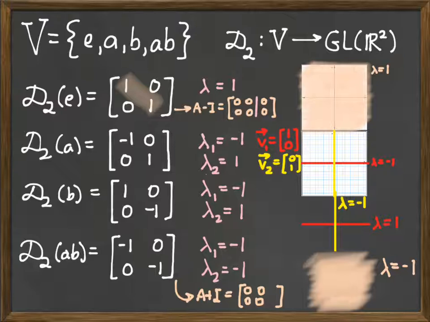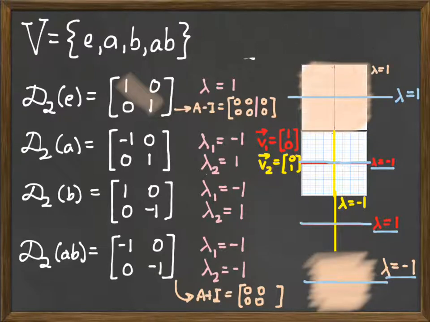What these eigenspaces all have in common is that we can always consider the x-axis to be an eigenspace of every single one of these transformations. Because the x-axis here is an eigenspace of our first transformation with an eigenvalue of 1. It's an eigenspace of the second transformation with an eigenvalue of -1. It's an eigenspace of the third transformation with eigenvalue +1, and it's an eigenspace of the fourth transformation with eigenvalue -1.